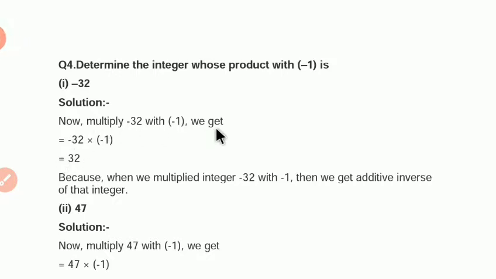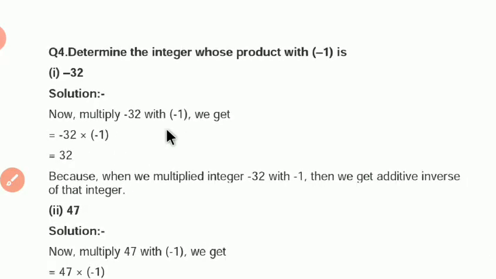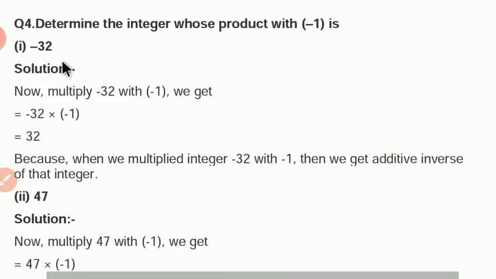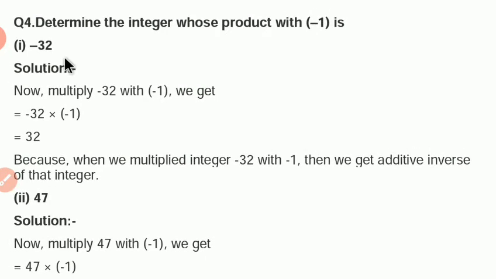If we multiply -32 with -1, we will get -32 into -1. So 32 ones are 32 and minus minus plus, so 32 is the integer to which if we multiply with -1, we will get -32. Or directly we can say that if a number is given as -32, then its additive inverse, additive inverse means opposite with respect to sign, so 32 is the additive inverse of -32, because when we multiply integer -32 with -1, then we'll get the additive inverse of that integer.